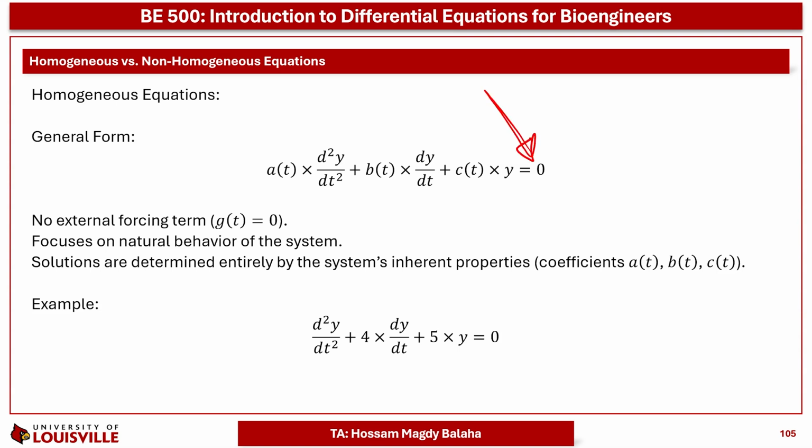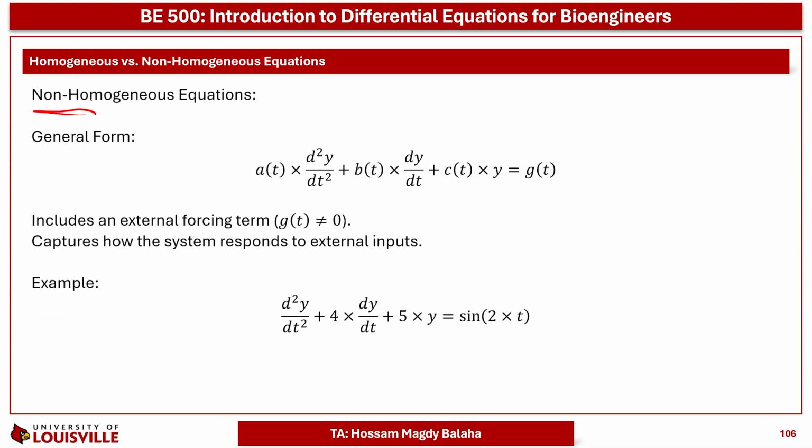Here, we are focusing on the natural behavior, and the solution will be determined using the coefficients of the differential equation a, b, and c. This is an example of a differential equation categorized as a homogeneous equation, because once you get a right hand side of 0, then you can determine that it is a homogeneous equation.